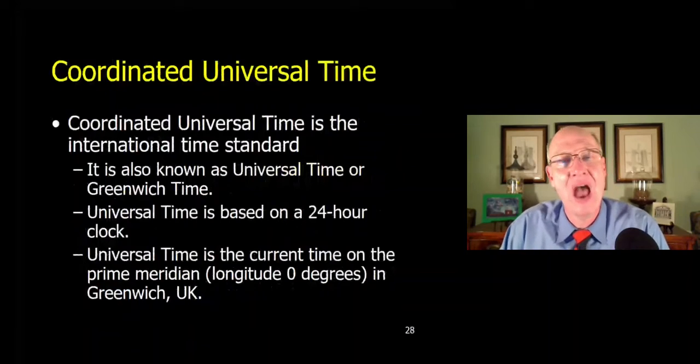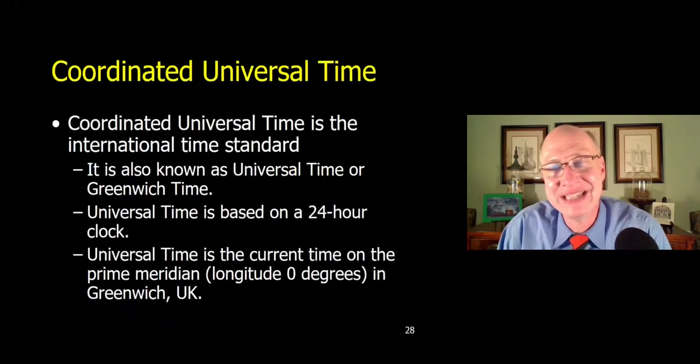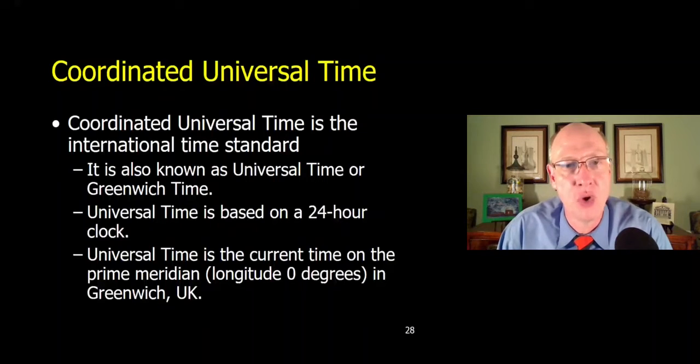All right. There's one way to get around this. We need a time system which isn't confusing, where you're not converting time zones, you're not converting daylight saving time. And there is a time called universal time. It's called coordinated universal time. It's an international time standard. It's just known sometimes as universal time. It's also known as Greenwich time or Greenwich Standard Time.